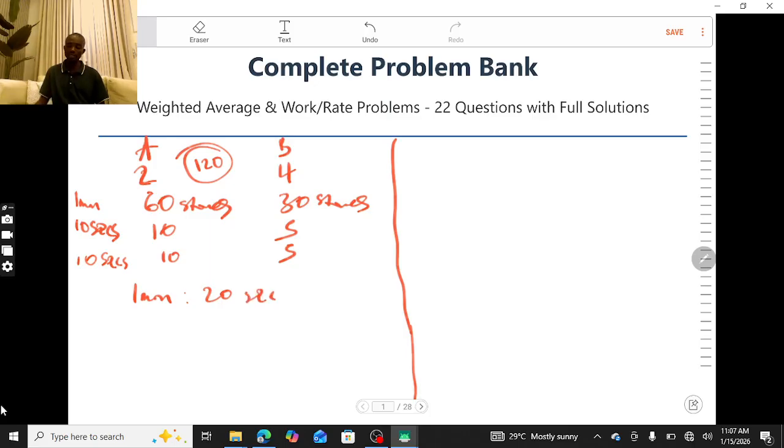Now let's go to the second method. Most of the discussion today is based on this second method.